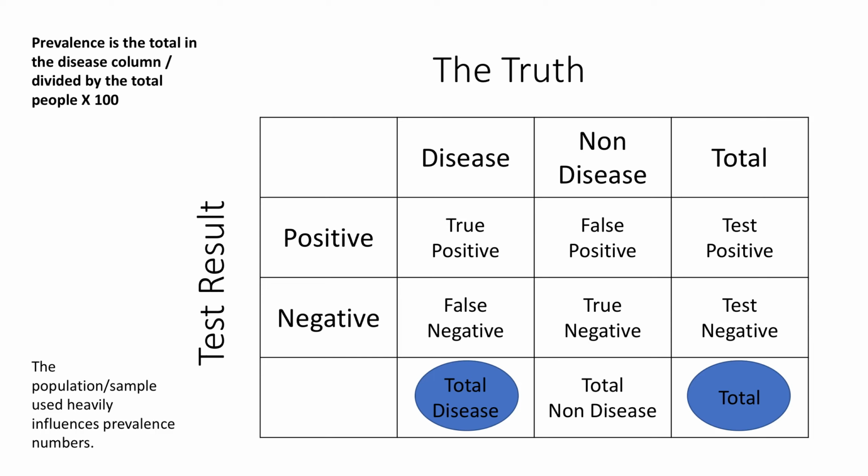The problem with prevalence is that it's heavily influenced by the population you use. One of the problems they originally had with HIV predicting prevalence was that they thought it was only seen in the LGBT community, especially in gay men. And so the population they were using influenced those numbers.